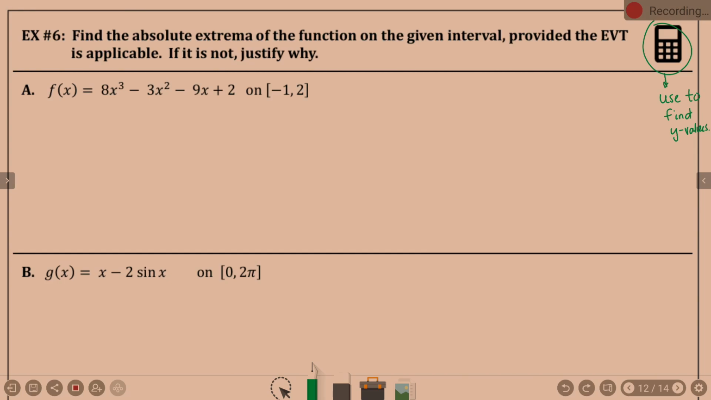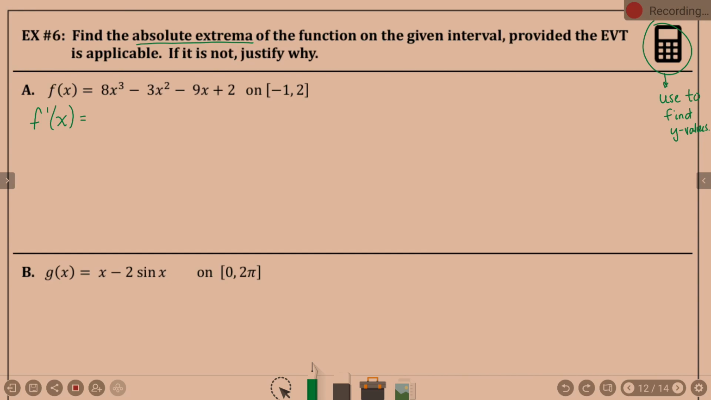Okay, so I'm looking for my critical values, because our goal is to find our absolute extrema, so our absolute max or absolute min. In order to do that, we need to find all of our critical values on this interval. Critical values are any place the derivative equals 0 or the derivative does not exist, which means we need to start off finding the derivative. Good news, it's an easy derivative, if you haven't forgotten too much.